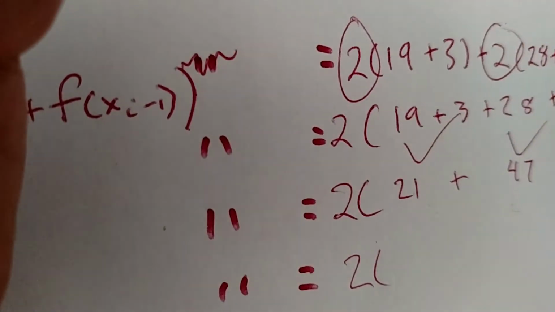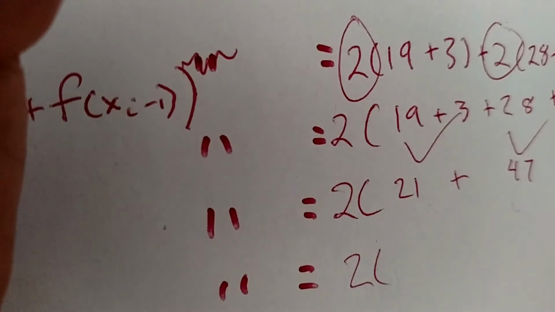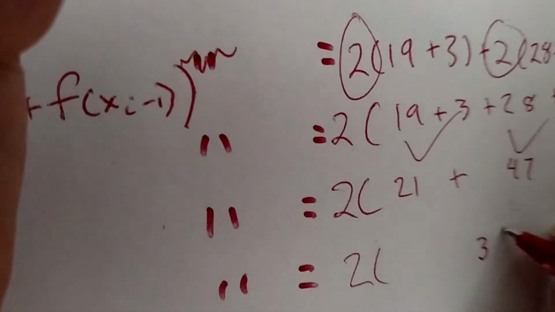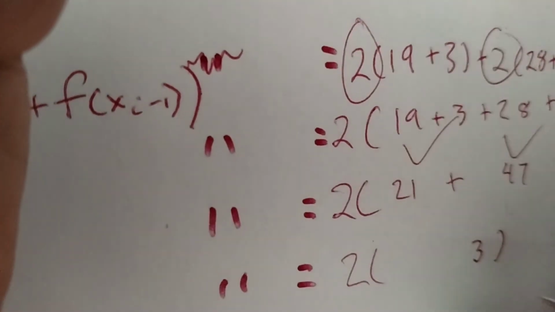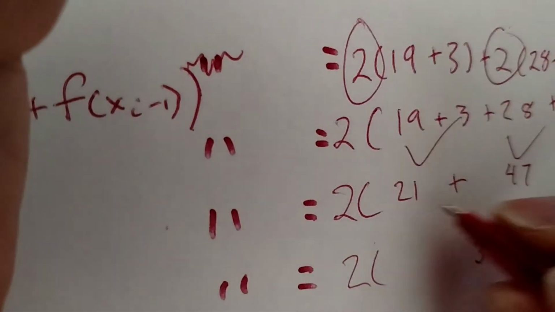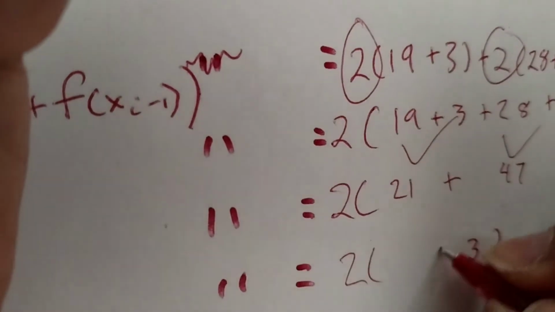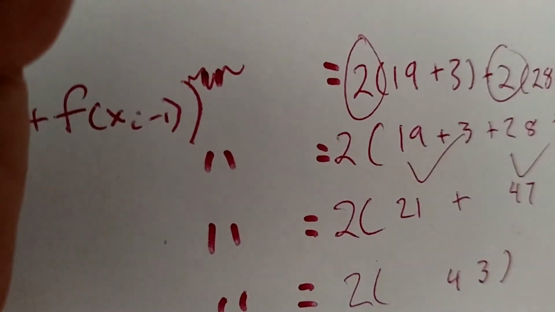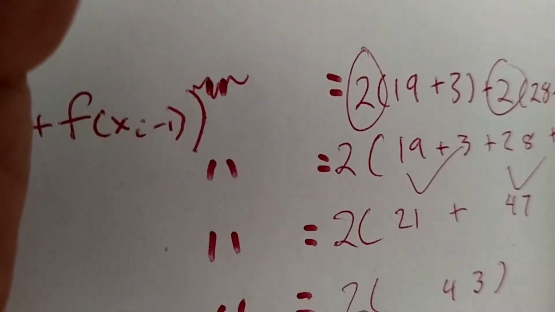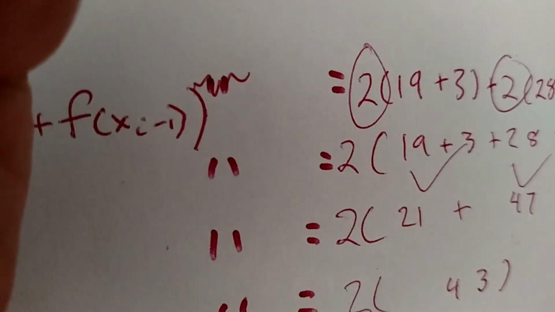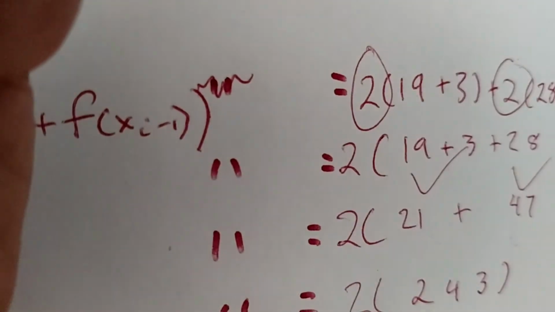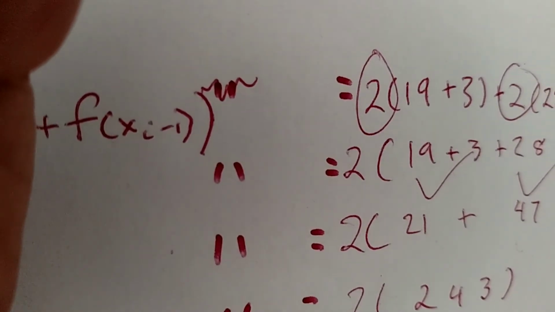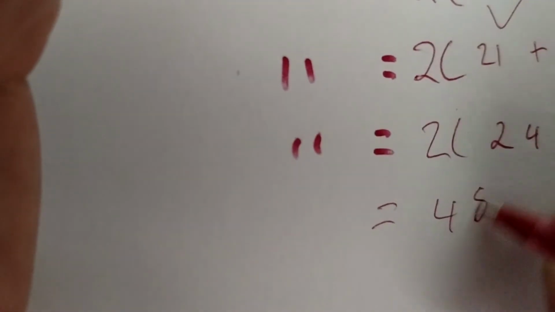5, 7, 1, 5, 7, 6, 13. So 13, carry the 1. 3. Carry the 1. 1, 8, 12, 14. Alright, so 1, 8, 12, just don't type 12, 14. So 14, carry the 1, and that's 1. Oh, did I carry the 1 last time? My battery just bleeped at me. I forgot. Yeah, I did. So that's 243. Okay, good stuff. So 2 times 243 is 486.